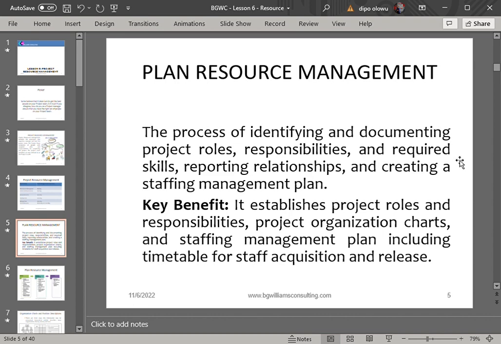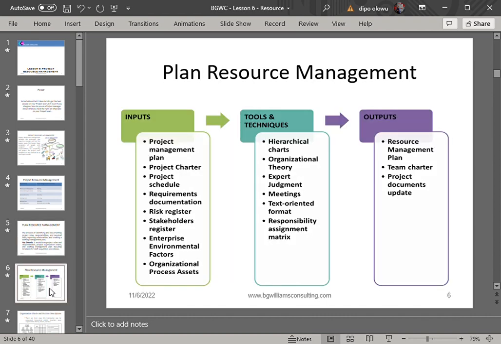What are the reward systems? Maybe there will be need for training. There will be need for get-togethers. All those things that pertain to resources that will be used in the project will be discussed at this planning stage. So all that takes place at this planning stage, and at the end of the day, there will be an establishment of project roles and responsibilities, staffing and managing of every other person that will be involved in the project.